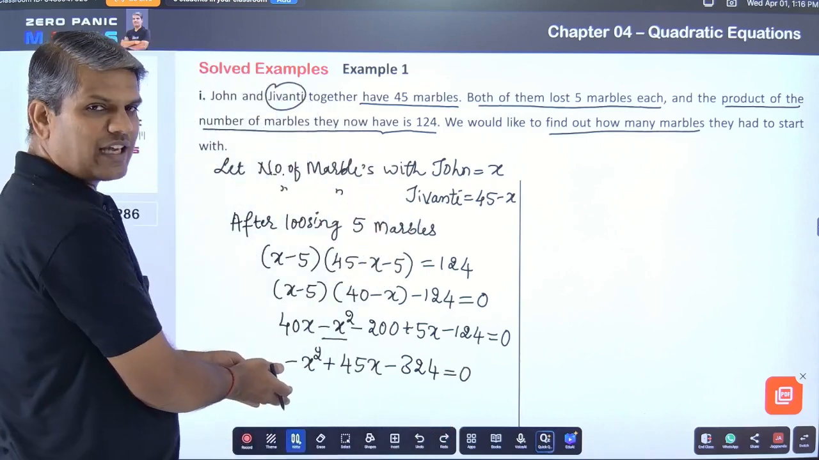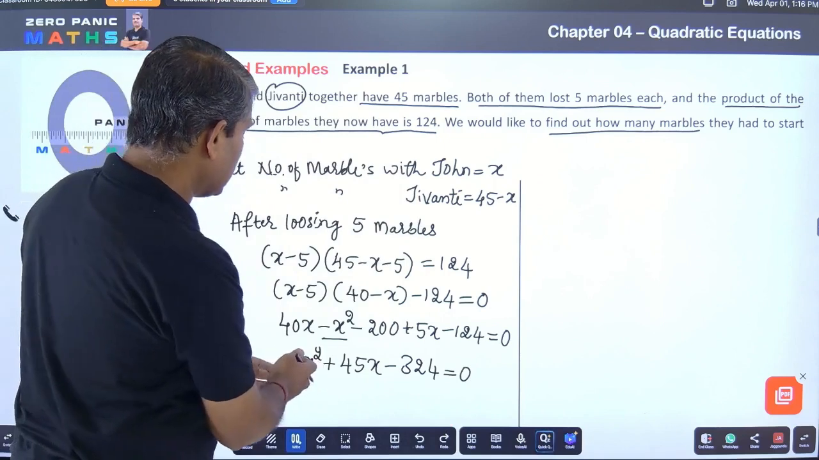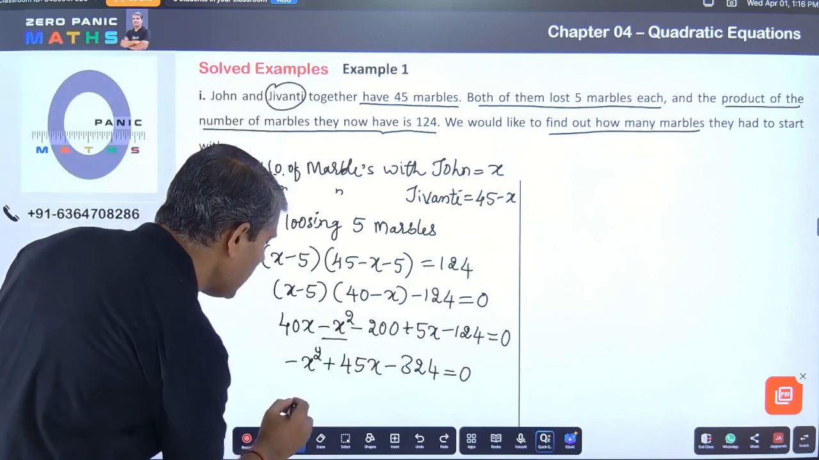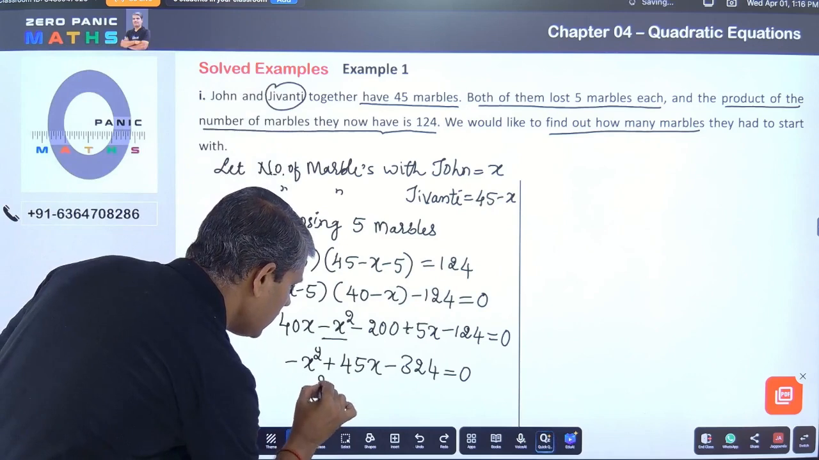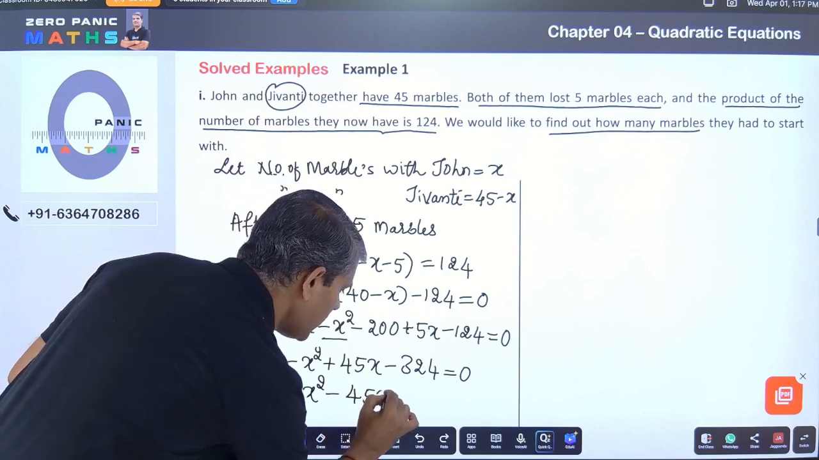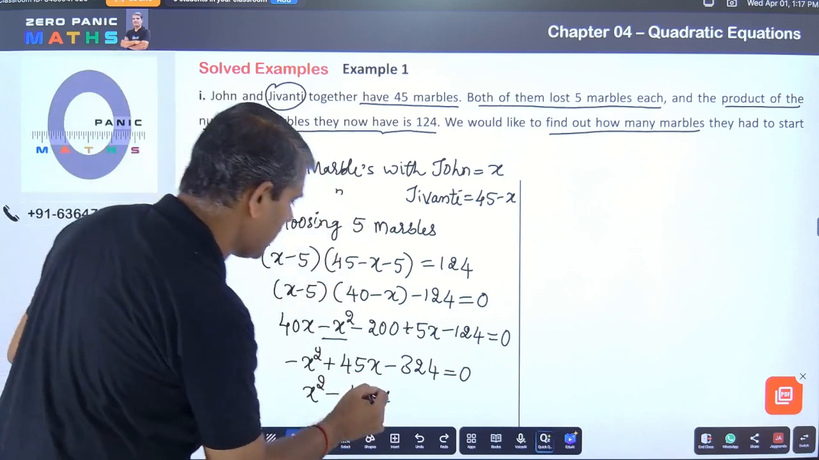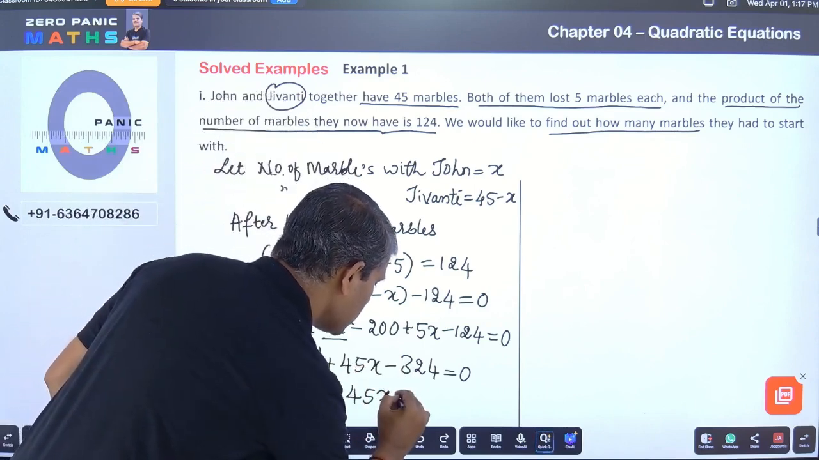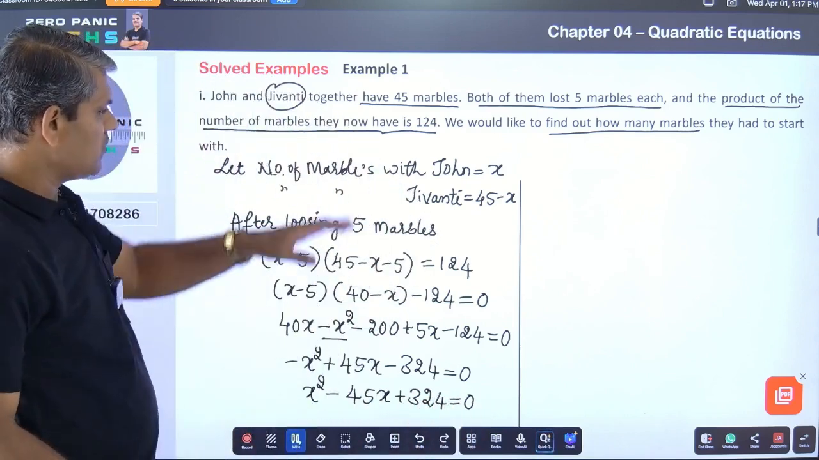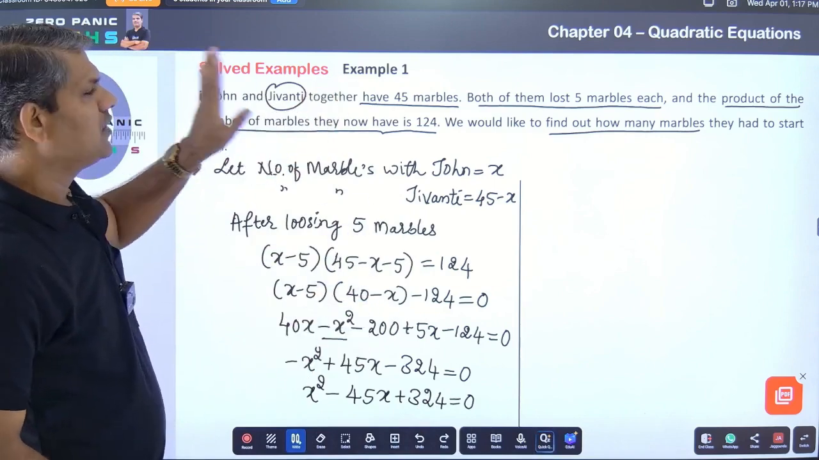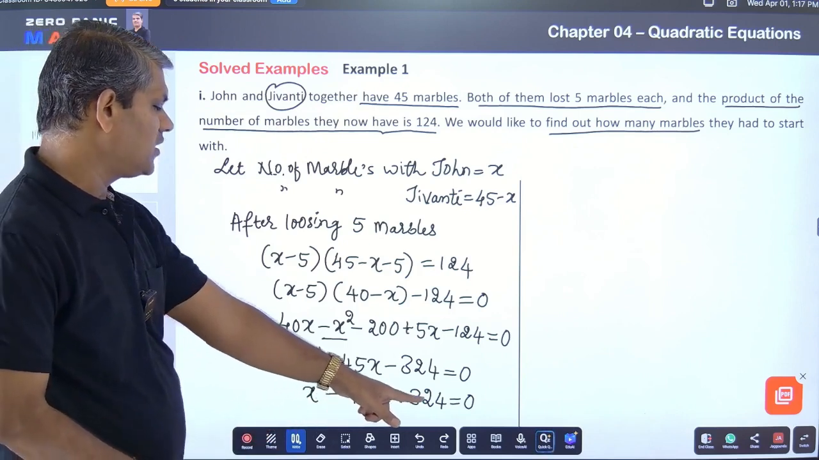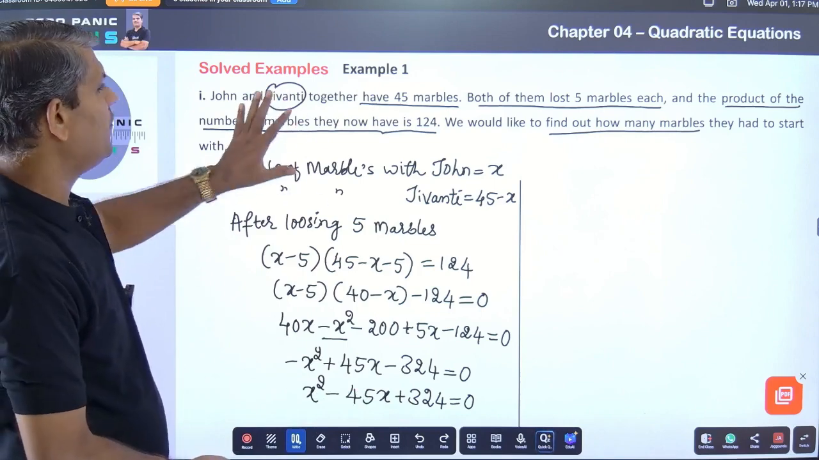So this is the quadratic equation, but let us keep the x square term as plus. So multiply throughout by minus. Minus into minus gives plus, and minus into plus gives minus. So in place of minus, plus will come, and in place of plus, minus will come. Plus 324 is equal to 0. So this is the depiction of this example: x square minus 45x plus 324 equals 0.